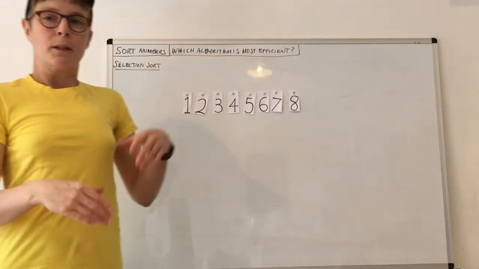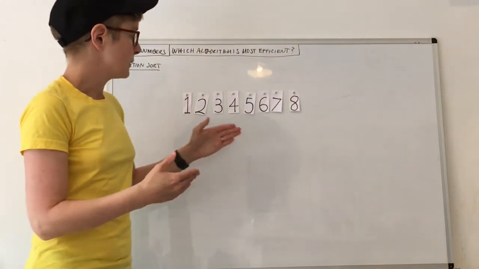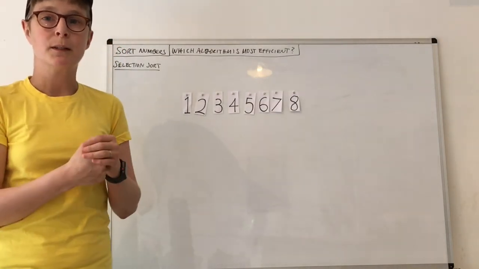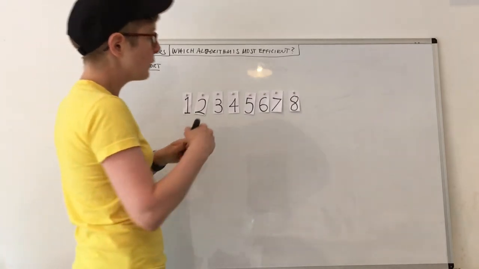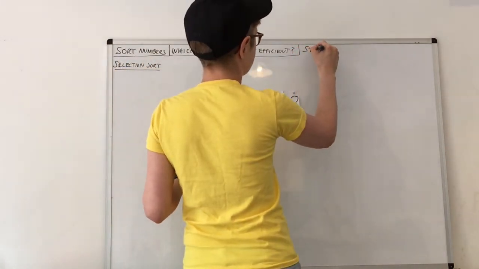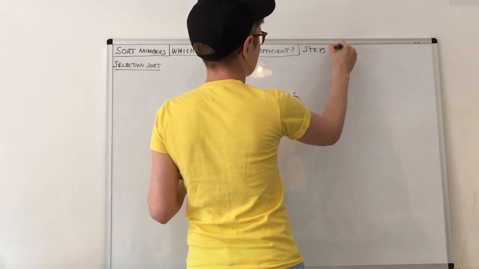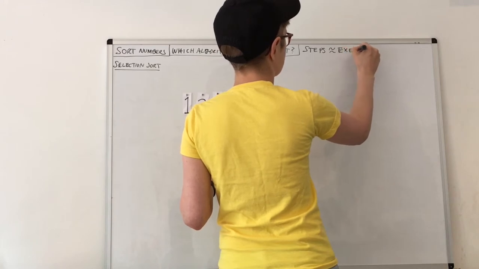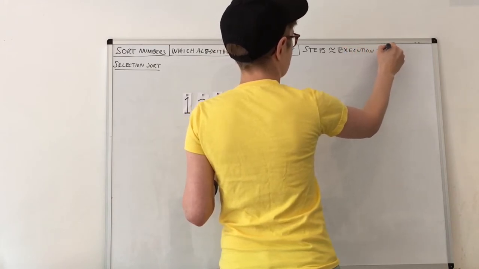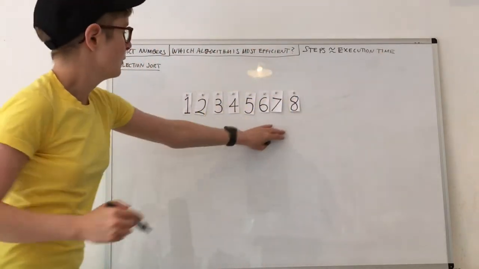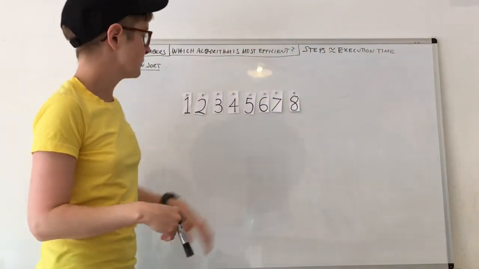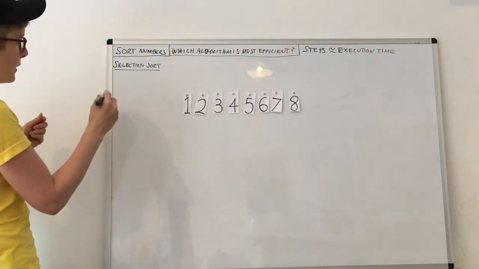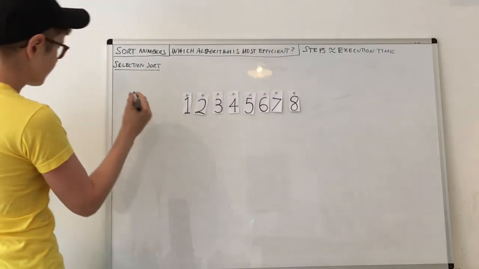Now, what we're going to talk about is this idea of steps being related to how long a particular run of an algorithm takes to do. So we're going to say that, roughly speaking, the number of steps is roughly equal to execution time for one specific set of inputs. So what we discovered is that it took a certain number of steps to sort 8 numbers, and specifically 8 numbers. Now let's try and think about what steps we were doing there.